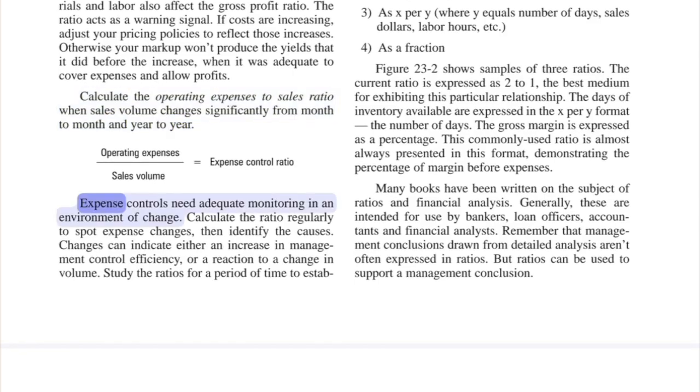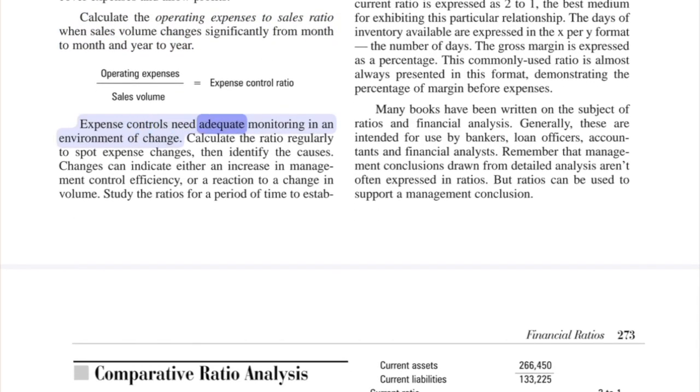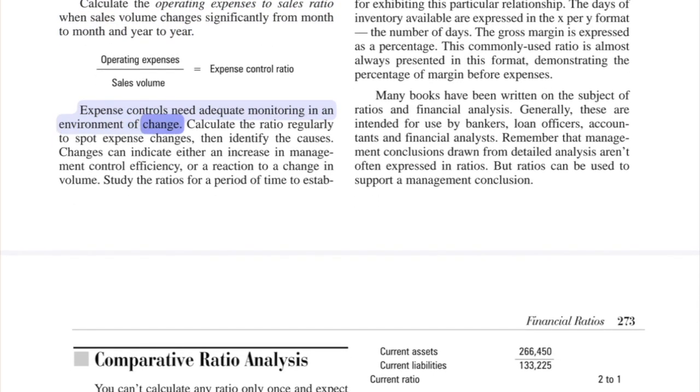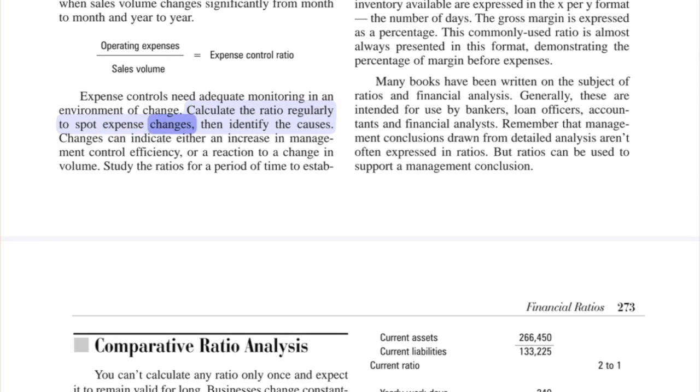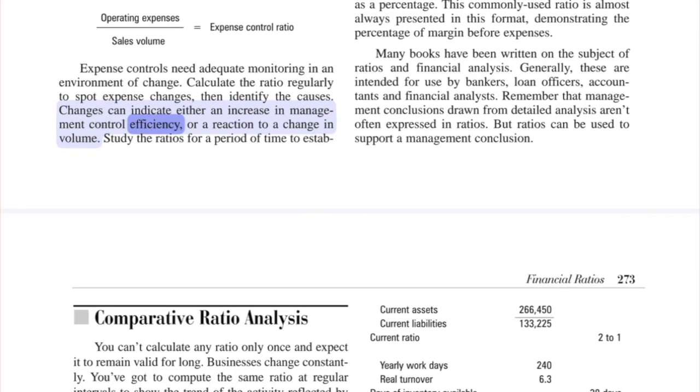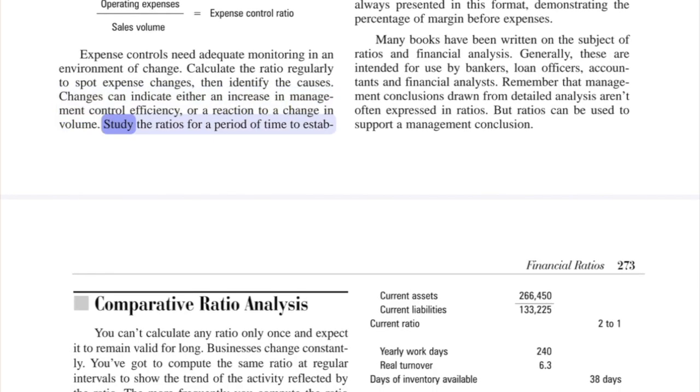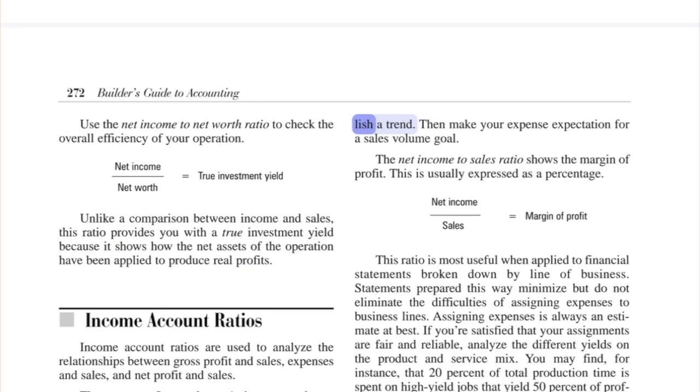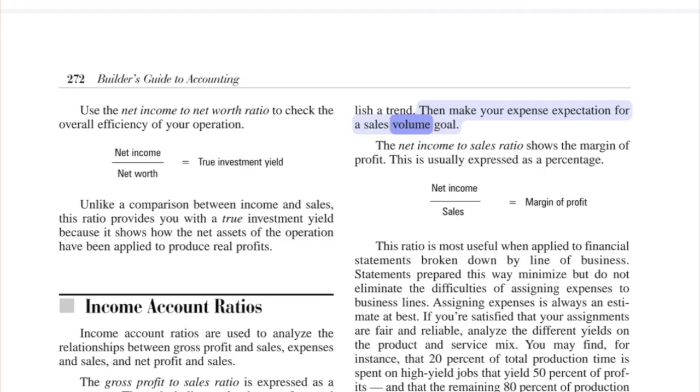Calculate the operating expenses to sales ratio when sales volume changes significantly from month to month and year to year. Expense controls need adequate monitoring in an environment of change. Calculate the ratio regularly to spot expense changes, then identify the causes. Changes can indicate either an increase in management control efficiency or a reaction to a change in volume. Study the ratios for a period of time to establish a trend. Then make your expense expectation for a sales volume goal.